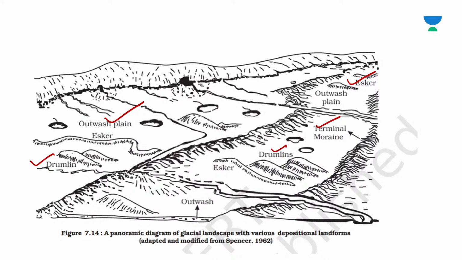Now, the recap with the diagram. Moraines: they are long ridges of deposits of glacial till.